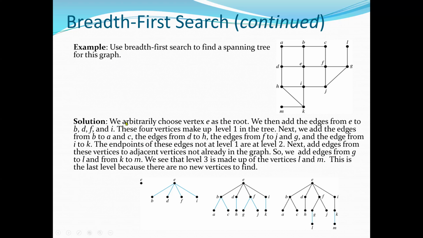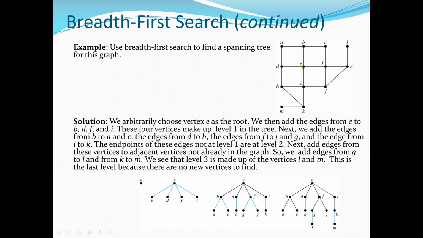So we again arbitrarily choose a vertex as a root, and this time we choose E as the root. Again, there is no theory or method to follow to choose your root. You can choose any vertex as the root. Here we chose E. So if E is our root, which we have here, we then add all the edges from E.